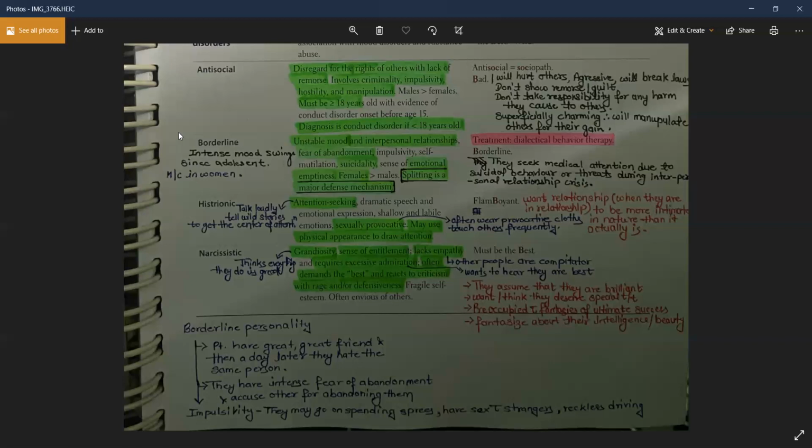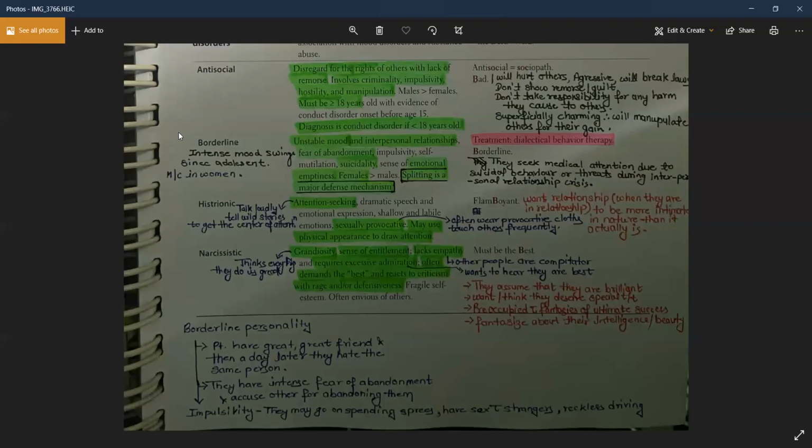Now, for the histrionic personality disorder, think about the person who always wants the attention of others, and to gain that attention, they can do anything. Okay, they wear inappropriate clothes, sexually provocative clothes. They will talk very loudly. They smile very inappropriately. So they can do anything to get the attention of others. They always want to be the center of attraction. Okay, think about the histrionic personality disorder.